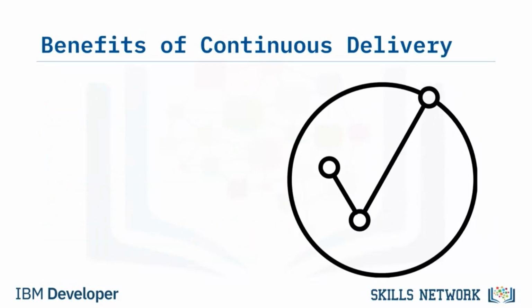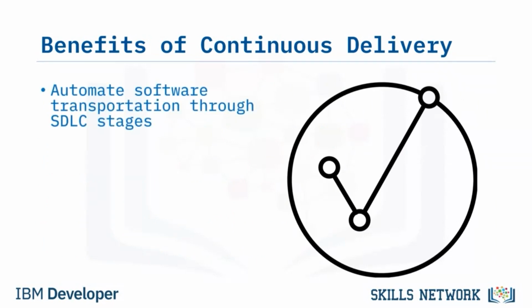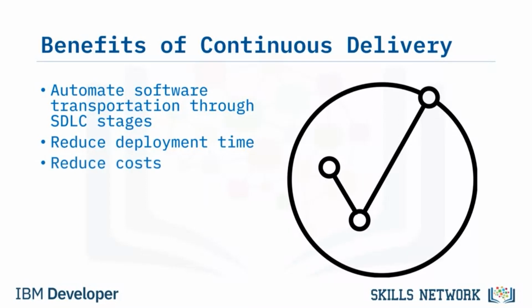The benefits of continuous delivery are many and varied, and they include the following: enabling your development teams to automate the steps that transport software through the various stages of the software development lifecycle, or SDLC. Automation leads to reducing the deployment time by non-stop testing and deployment cycles. The more you deploy, the more confidence you have that your next deployment will work, and the less time you spend debugging deployments. Reducing the costs that are normally common with standard deployment strategies.